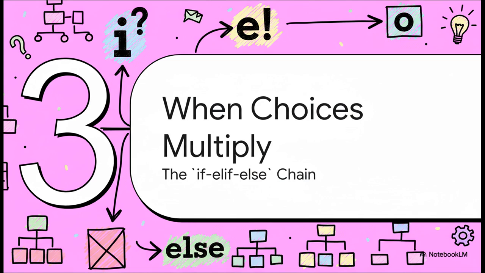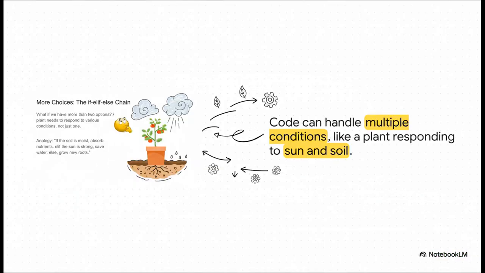For those kinds of situations, our code needs a bit of an upgrade. We need a way to handle a bunch of different options, and that is where the if-elif-else chain comes in. Let's jump back to our nature analogy for a second. That plant, it's not just thinking about light, right? It's also checking for water and nutrients in the soil and how hot it is.